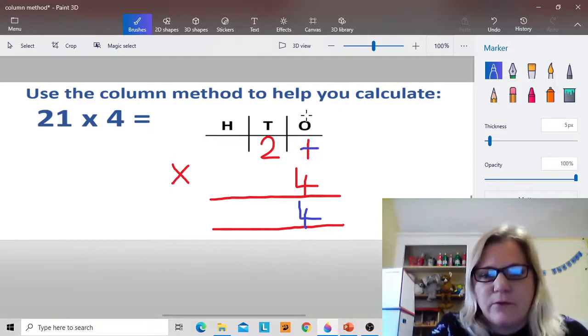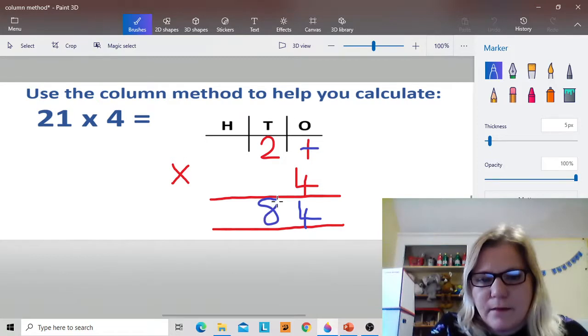Then we move across to our next column, the 10s, and we have to say 2 multiplied by 4, which is 8. So that means that 24 multiplied by 4 equals 84.